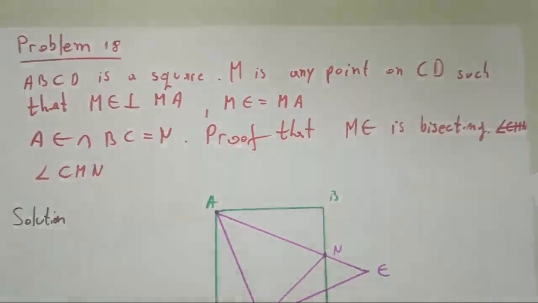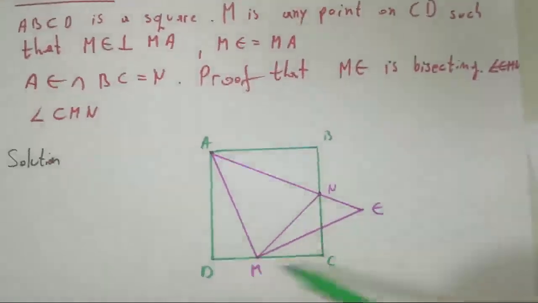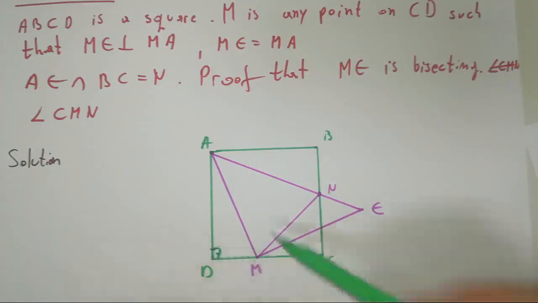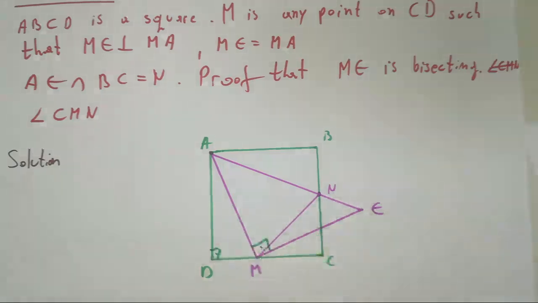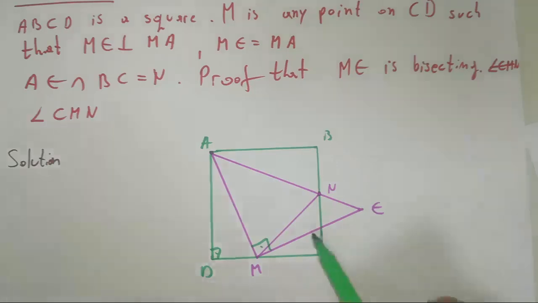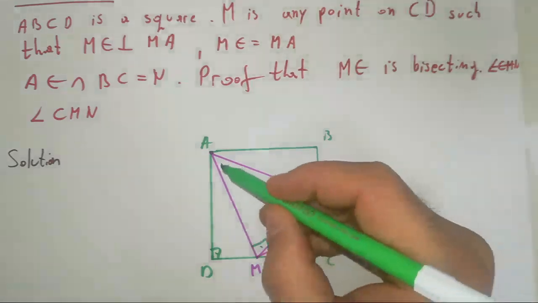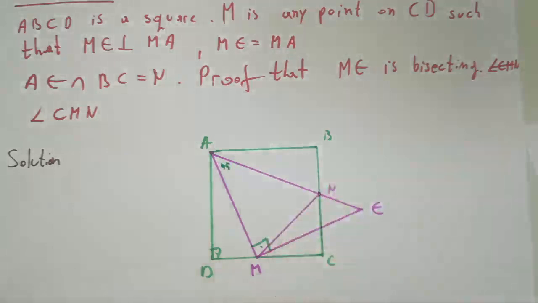All right, ABCD is a square. Let ABCD be a square. M is any point on the side CD such that ME is perpendicular to MA, and ME is equal to MA. So we have this sketch. ABCD is a square. This one is perpendicular also. MA and ME are equal and they are perpendicular. All right. So if these two sides are equal, it means that this angle here is 45 degrees.